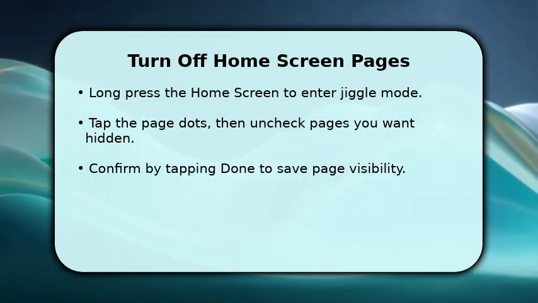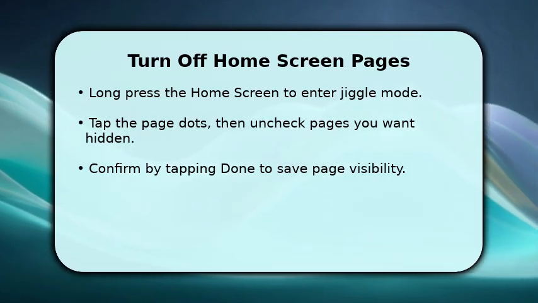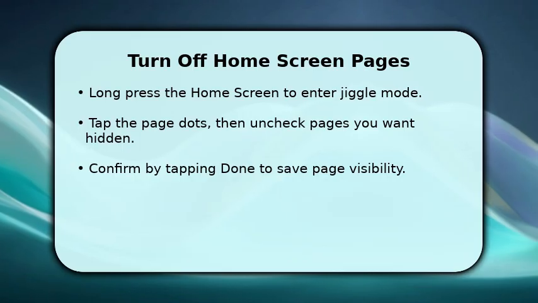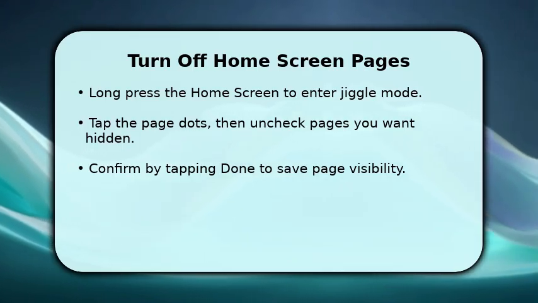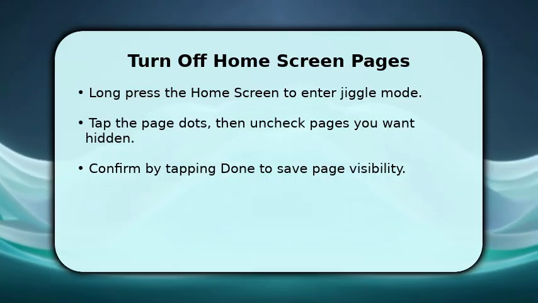Tap Done to apply. This method hides the home screen layout so app access moves to App Library. It's reversible and preserves app data. Finish by exiting Edit Mode and checking your home screen. The unchecked pages should no longer appear.